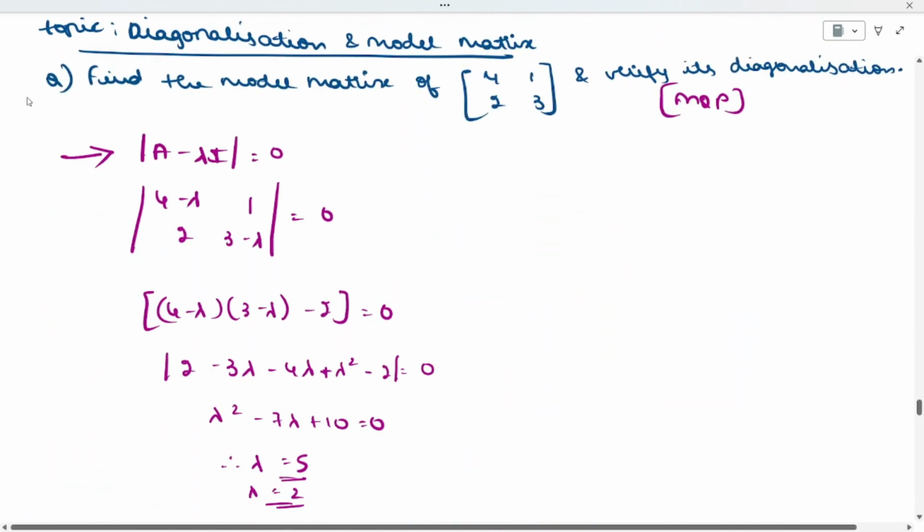Next is diagonalization and model matrix. This is also one of the important concepts and easiest of all. This is repeated in your model question paper. You have to see it carefully.